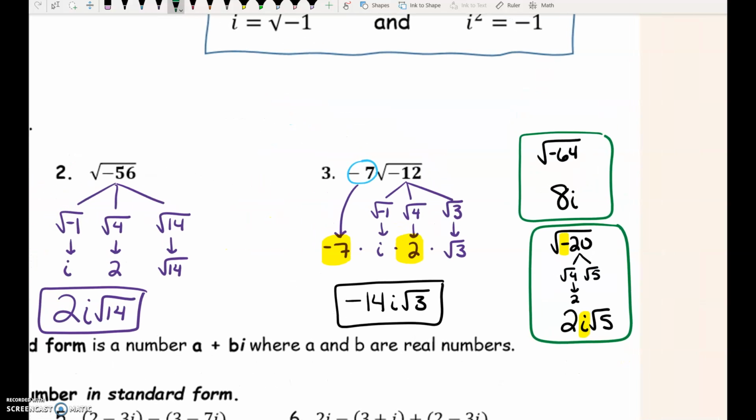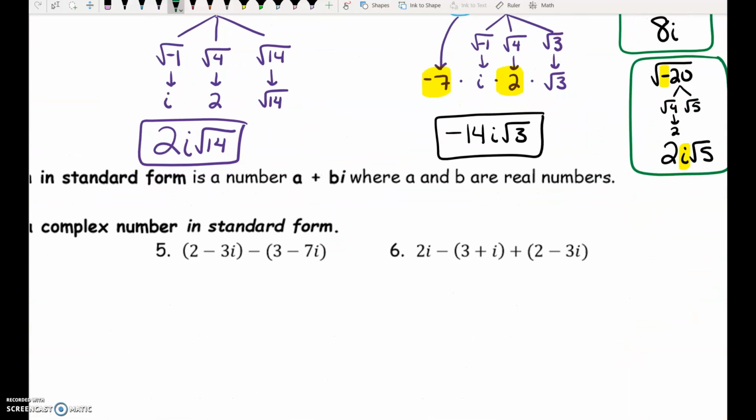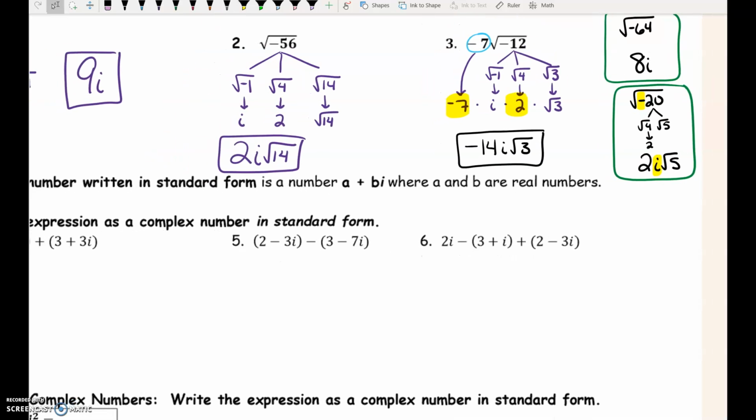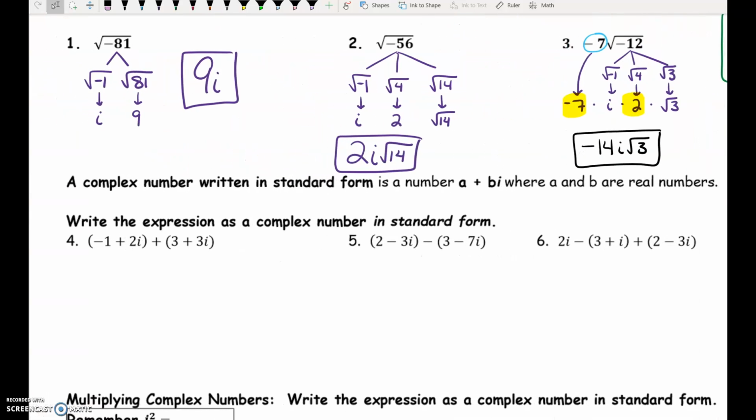Okay, we can also use i kind of like x. So numbers involving i are called complex numbers. Complex numbers have real pieces and imaginary pieces. Standard form means that we are going to write the real part first and the i is going to be last. So the number -1 plus 2i is a complex number. The number 3 plus 3i is a complex number.